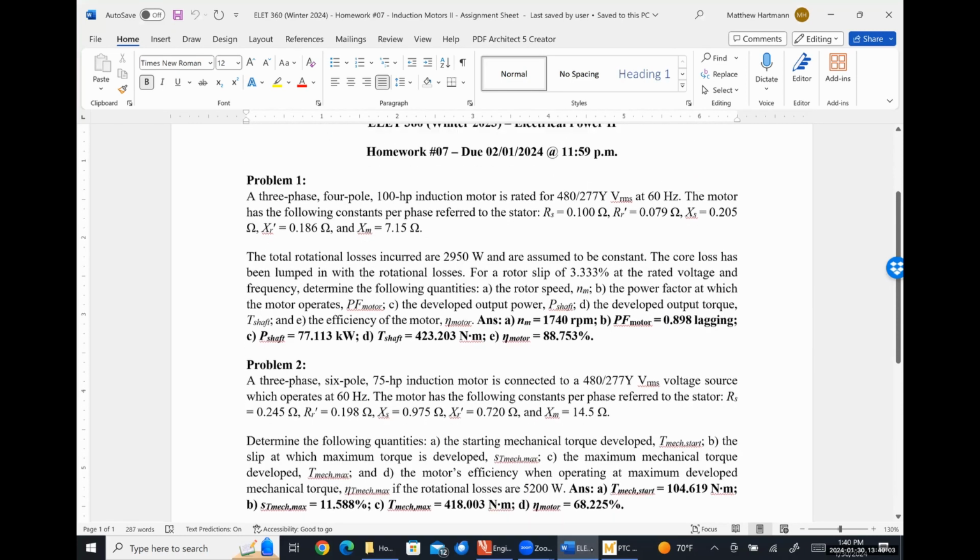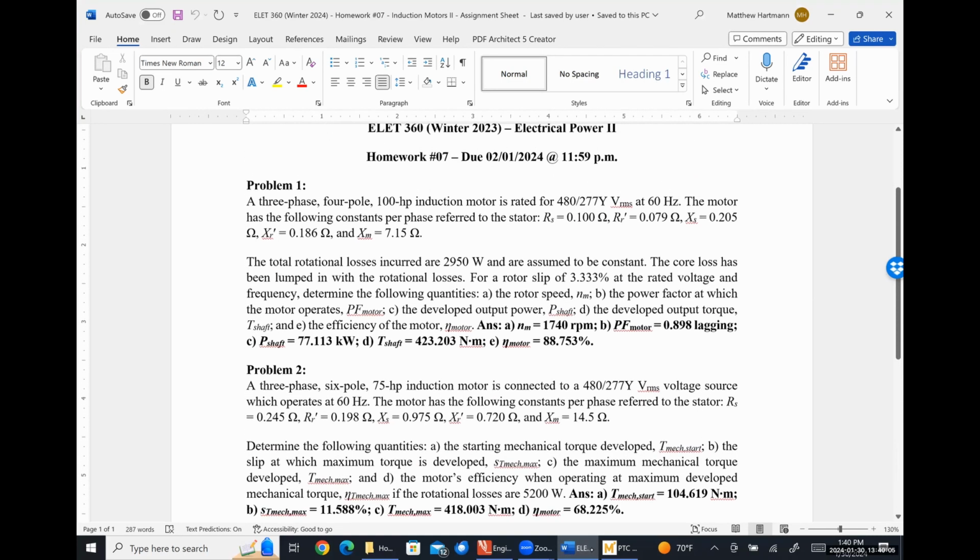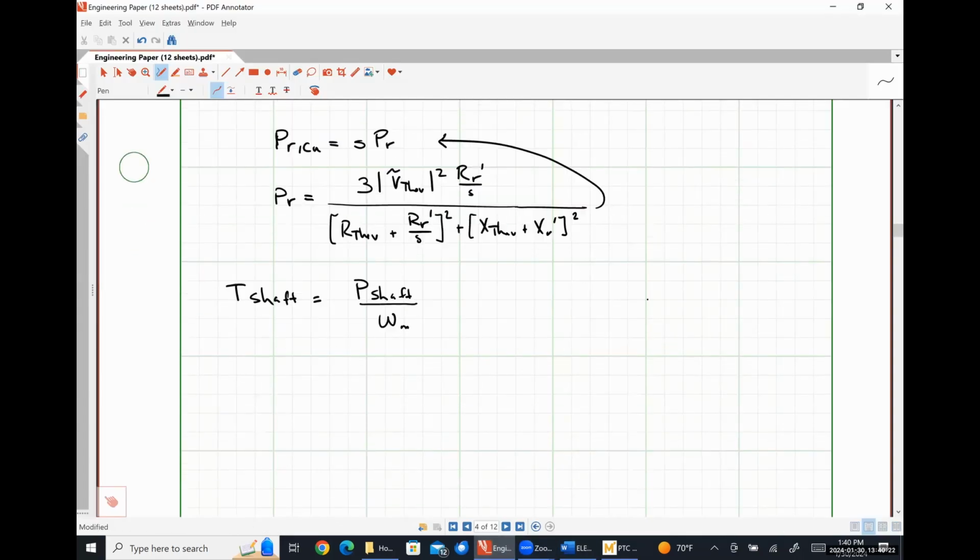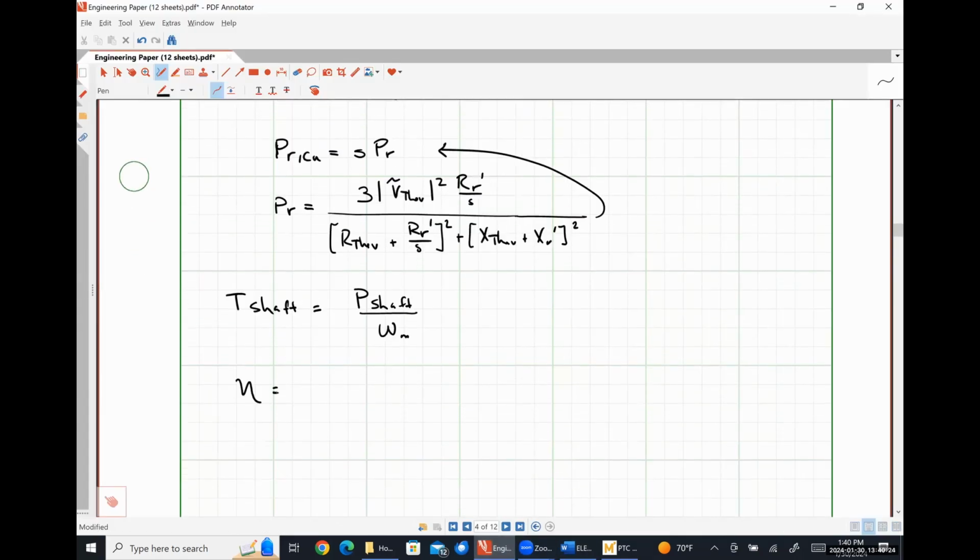And then lastly, we need the efficiency of the motor. So the efficiency of the motor, if memory serves me correctly, is just the output power of the shaft divided by the input electrical power.